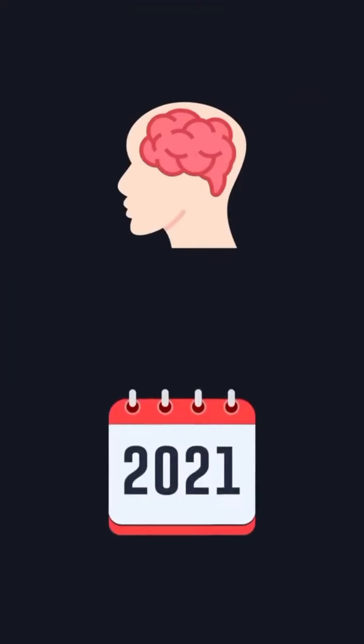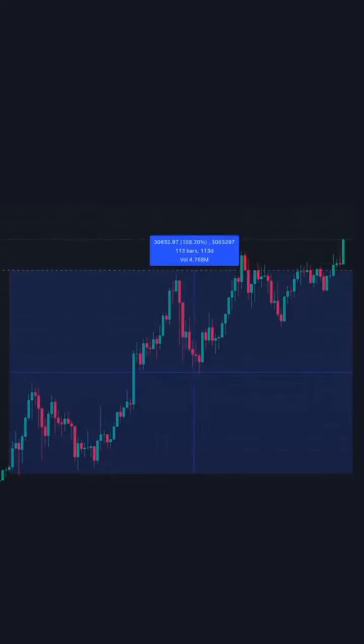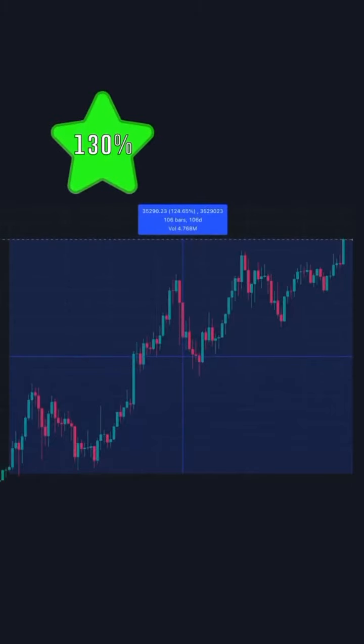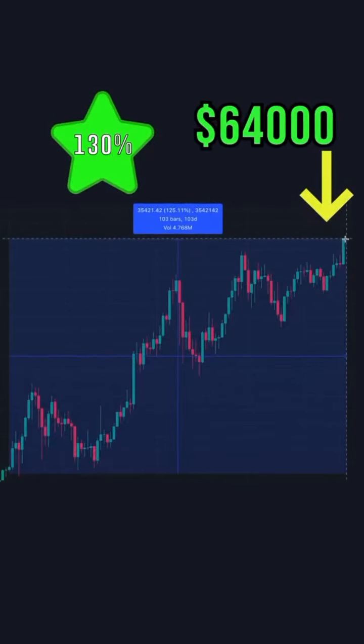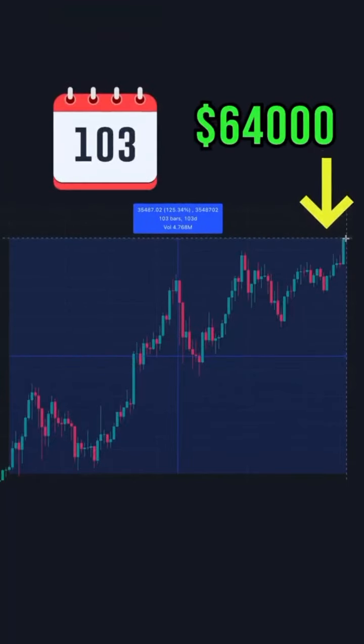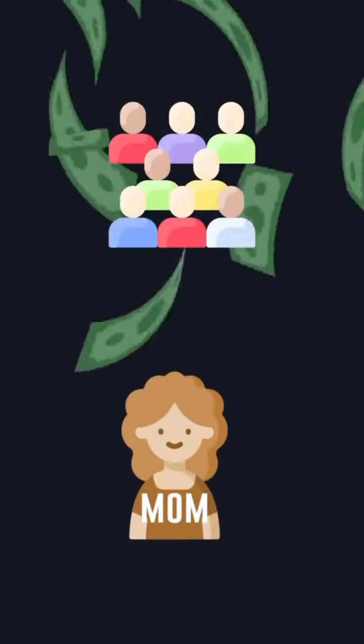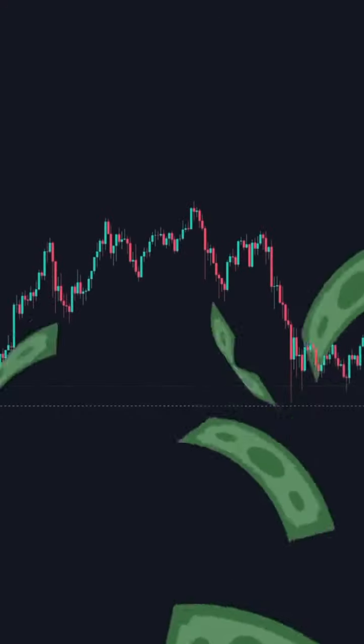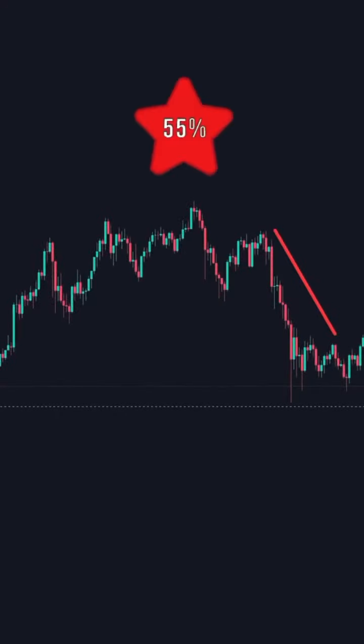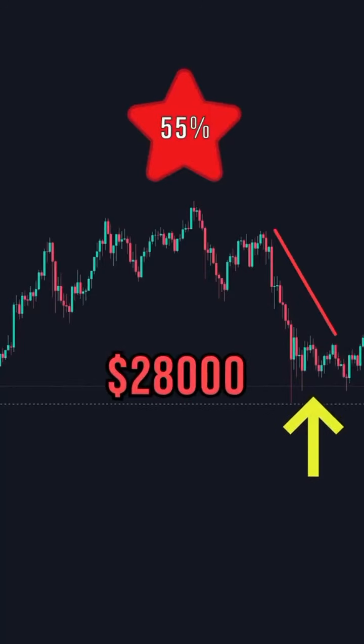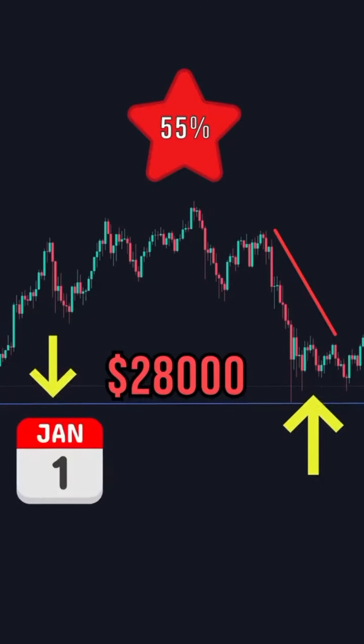Remember, back in 2021, the price of Bitcoin skyrocketed by 130% to $64,000 in just 103 days. It seemed like everyone and their moms were making a ton of money, only to experience a steep drop of 55% back to around $28,000, which was basically where the price started at on January 1st.